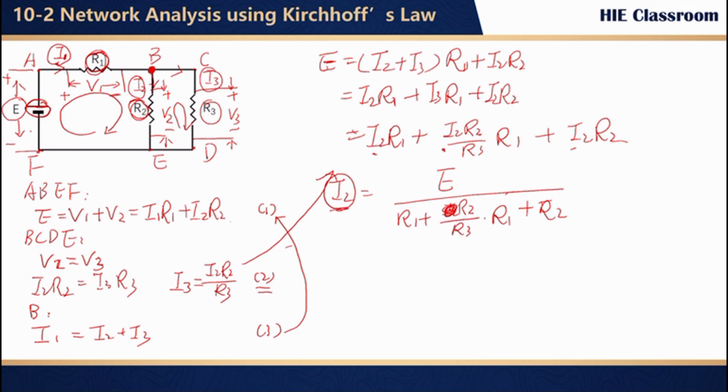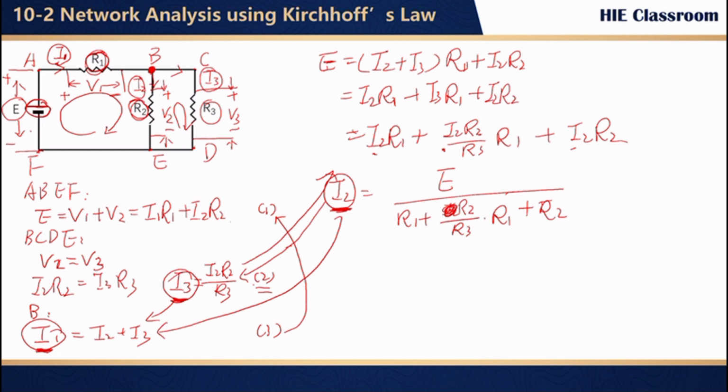And once we have I2 solved out, we can put it back here, then we can solve I3. Once I3 and I2 are solved out, we can put them back here. Then we can have I1 solved out. Okay, simple, right? It's pretty straightforward. And once we have I1, I2, I3 solved out, then it's easy to find out the power for way 1, way 2, and way 3.